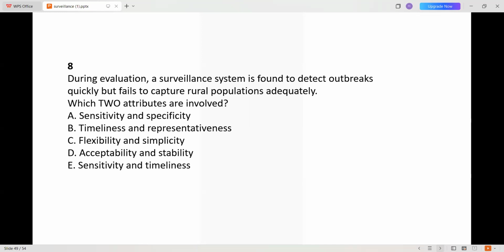MCQ number 8. During an evaluation, a surveillance system is found to detect outbreaks quickly but fails to capture the rural population adequately. Which two attributes are involved? A. Sensitivity and specificity. B. Timeliness and representativeness. C. Flexibility and simplicity. D. Accountability and stability. E. Sensitivity and timeliness. B. Yes, B is the right option.